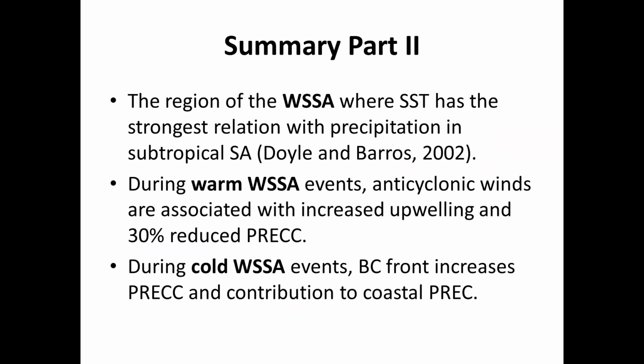So just a quick summary. We have these two effects. We use these two models to estimate the effect of the Brazil current on South Atlantic precipitation events, especially in the WSSA, the SST cold and warm events. And we see that really this region in the Western South Atlantic is the one that affects the precipitation the most, at least the South Atlantic convergence zone during the summer. During the warm events, we have these anticyclonic winds associated with increased upwelling, and therefore with the cold waters, you reduce the convective precipitation in the region. Whereas during the cold events, you have the strong Brazil current and a stronger boundary between the warm and cold contributing to increased precipitation.